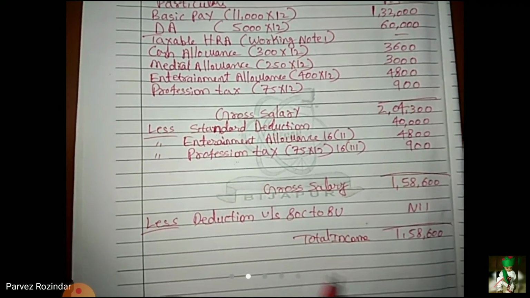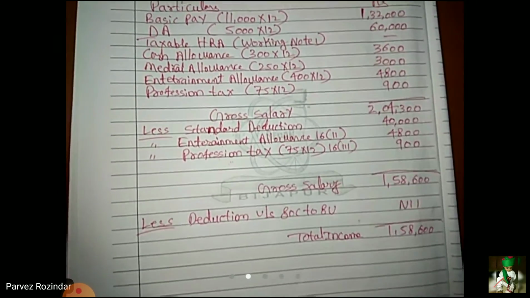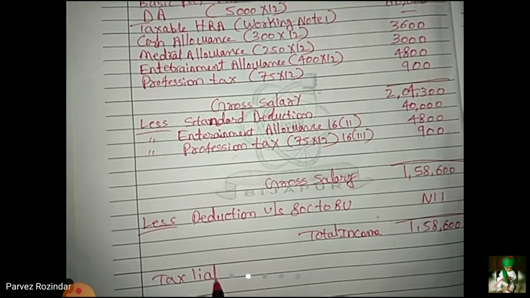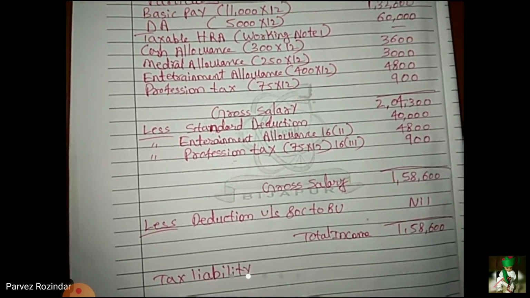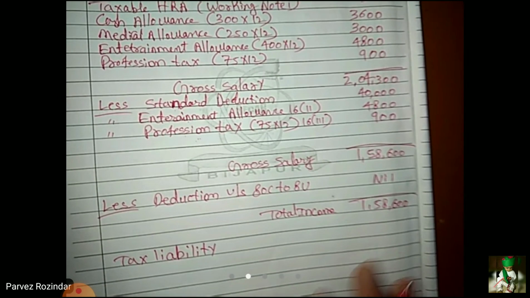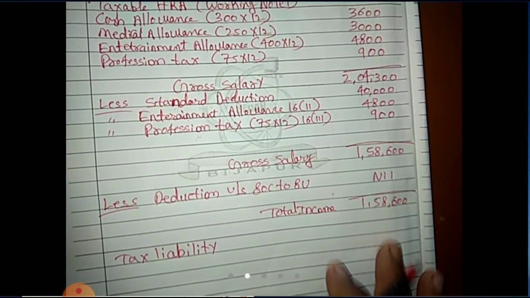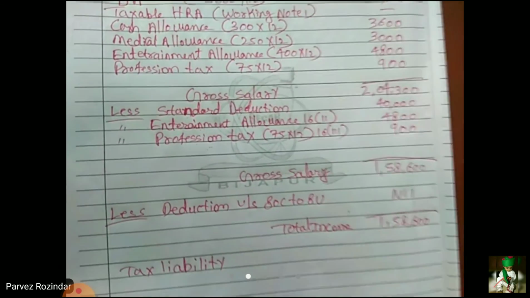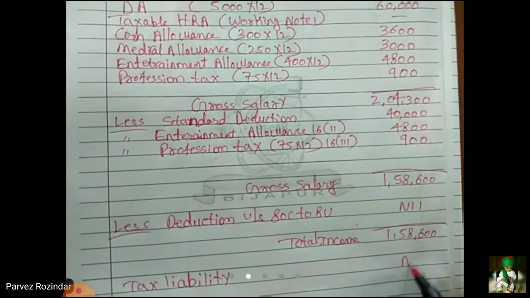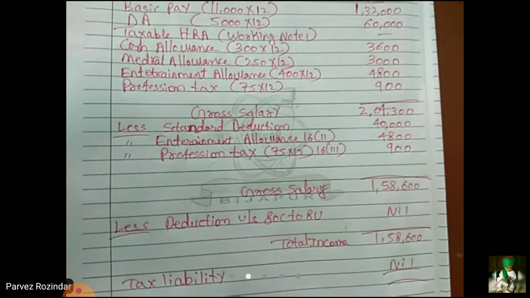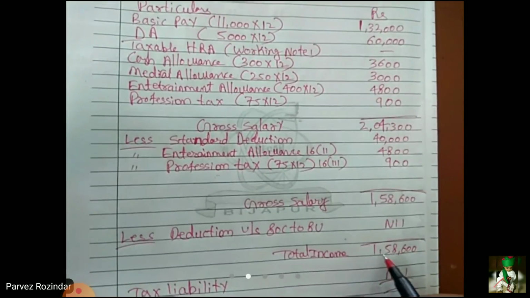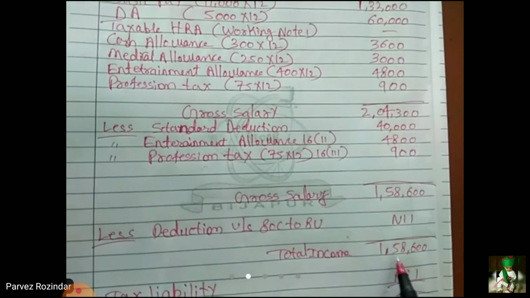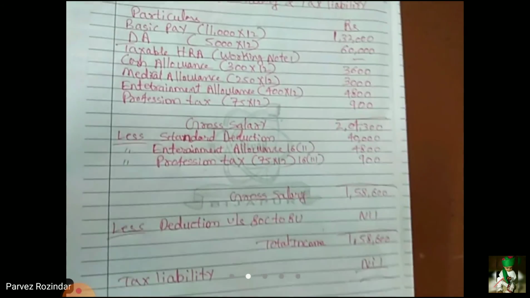The last point after getting the total income is tax liability. The tax liability will be nil ultimately. The reason is that income below 5 lakh rupees is nil tax. The income in this problem is 1 lakh 58,600, so tax liability is nil.